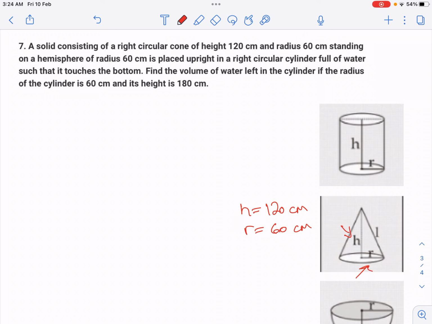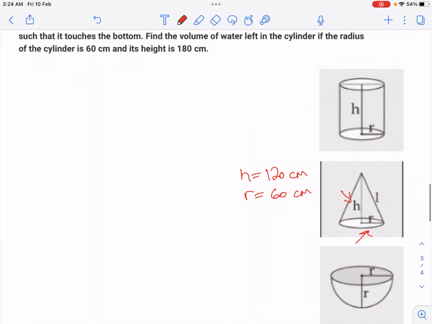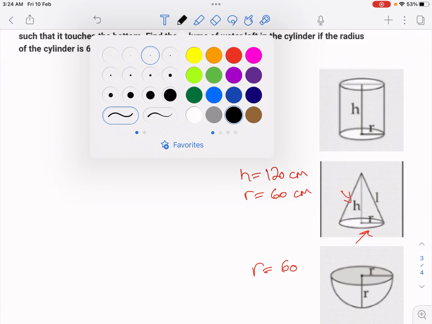Standing on a hemisphere of radius 60 centimeter. So we have a cone which is on top of the hemisphere. Here we have the hemisphere picture and the r is given, also equal to 60 centimeters. So let's try and draw this shape to have a better understanding.